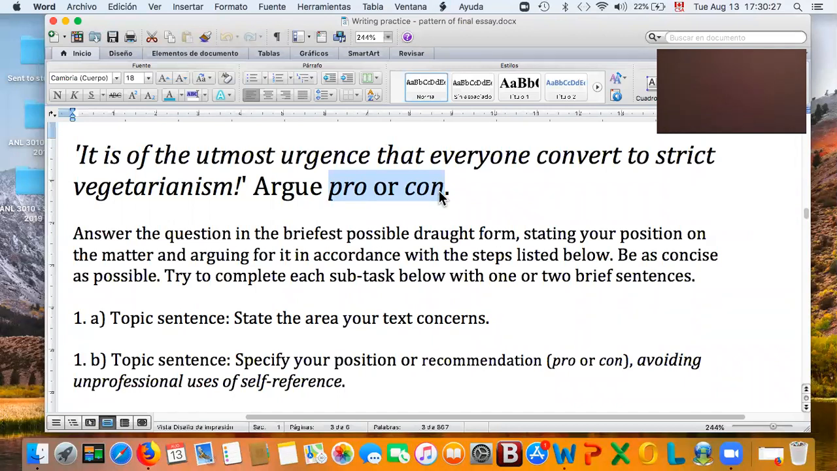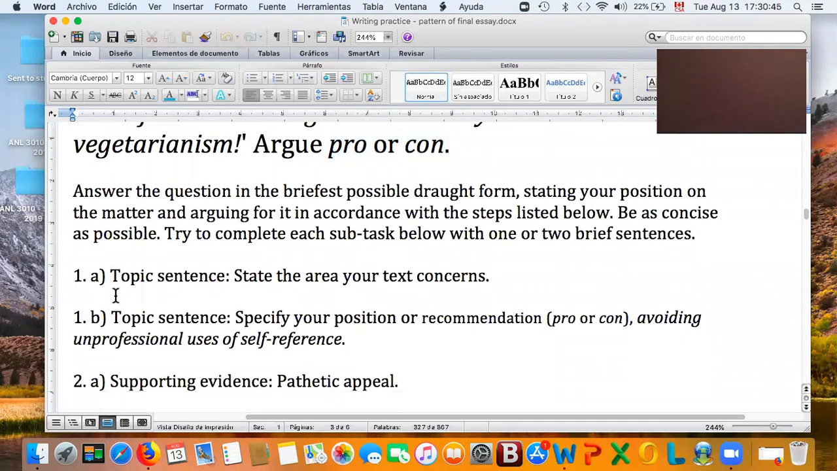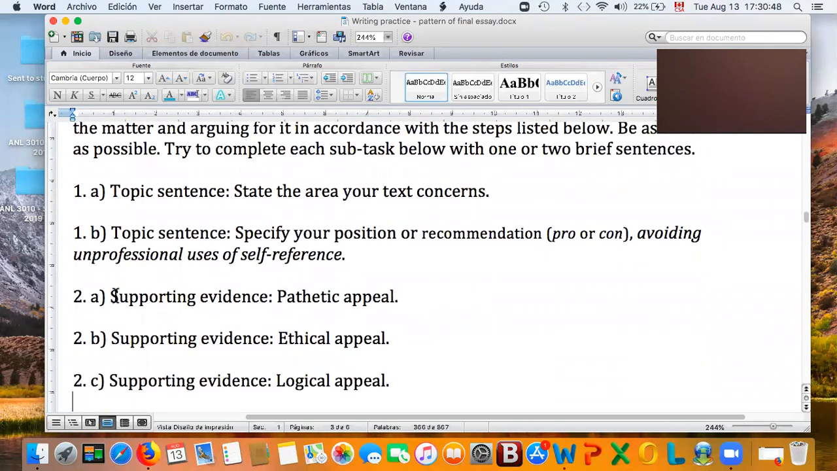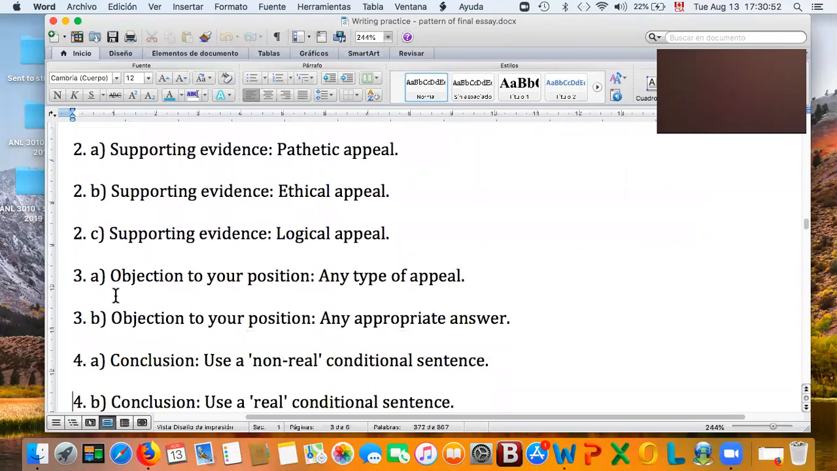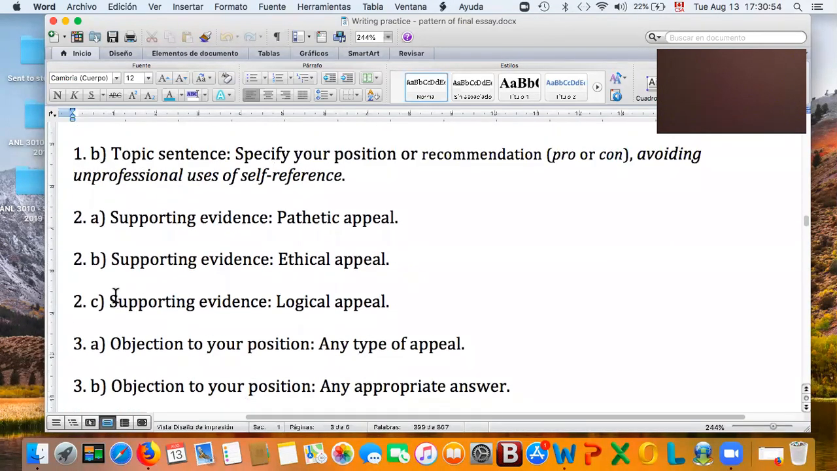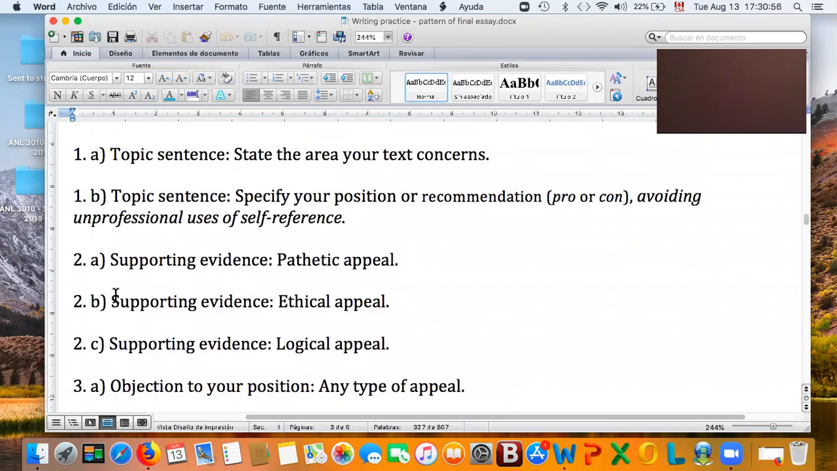Since the point of the exercise is to produce an argumentative or persuasive essay, we will assume one of these two positions, pro or con, and we will follow this outline here, points 1, 2, 3, and 4, which are designed in the following way.